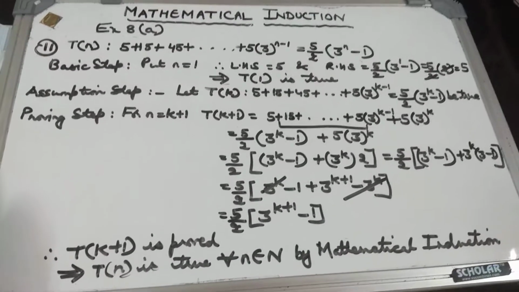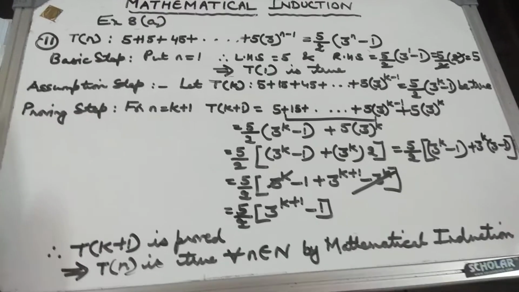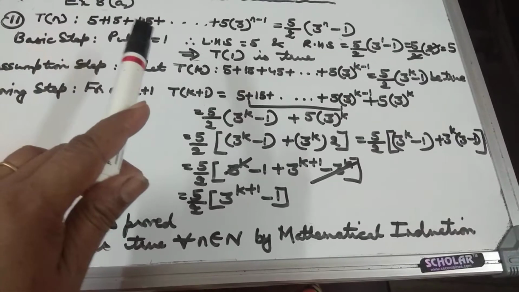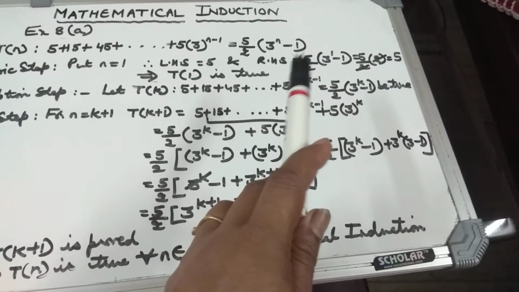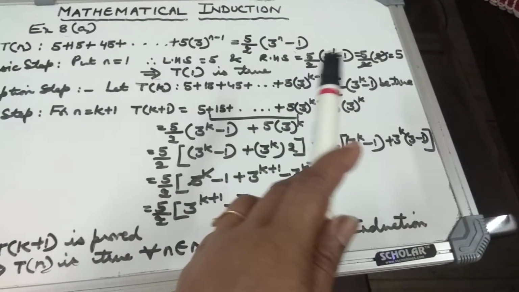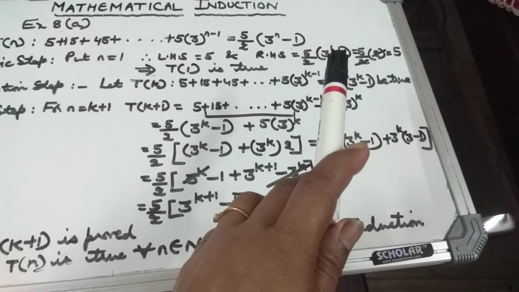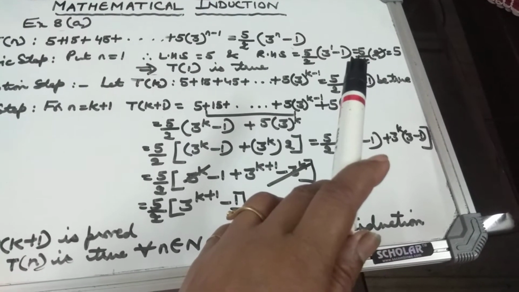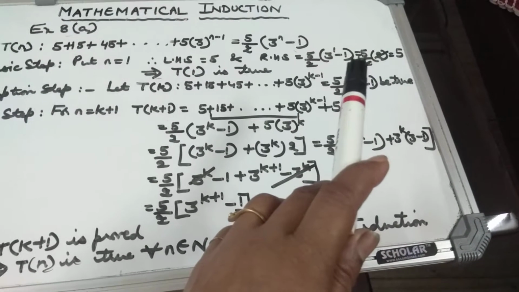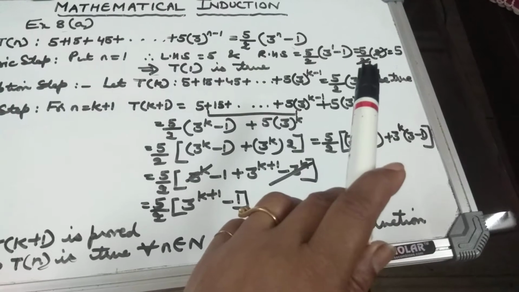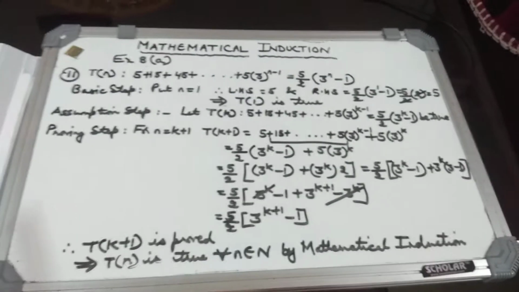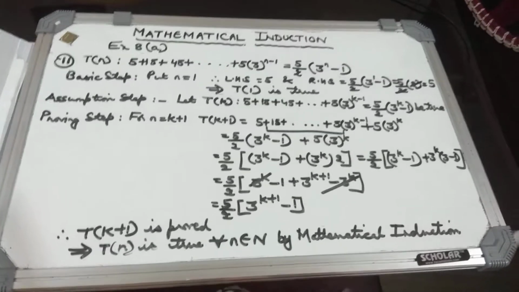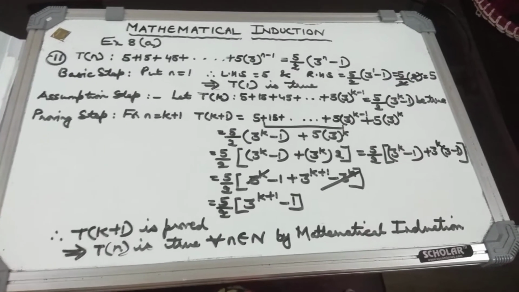Again, as usual, we'll go on with the basic step. Put n equals 1, left hand side becomes 5, the first term. And right hand side will be 5 by 2 within bracket 3 to the power 1 minus 1, that is 2. 3 minus 1 is 2. 2 gets cancelled, you are getting 5. So left hand side and right hand side both are equal, therefore T1 is true or T1 holds.